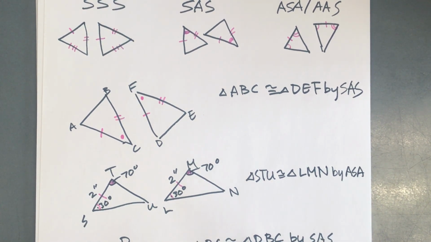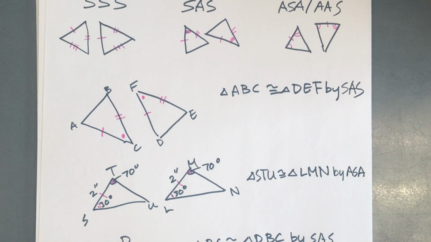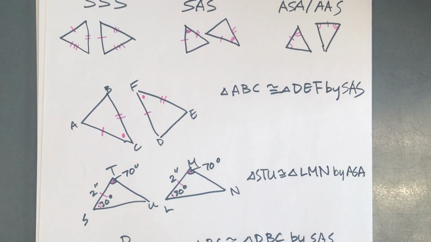But if you have something like this, we can tell this segment is congruent to this segment, even though my drawing is terrible, and this segment is congruent to this segment. We only have 2 parts, and we don't have another part. Therefore, we cannot conclude that these 2 triangles are congruent.